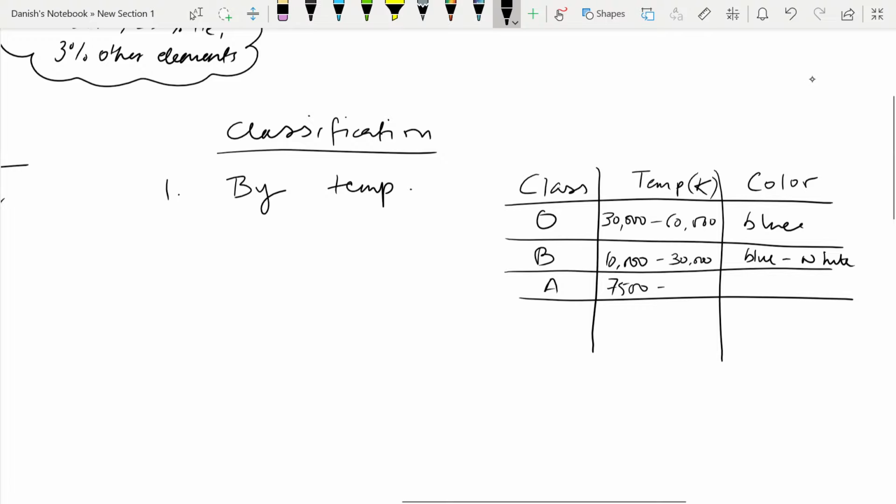$7,500 to 10,000. So this will appear white. Then after A, we get F. Let's write this out. G, then K, then M.